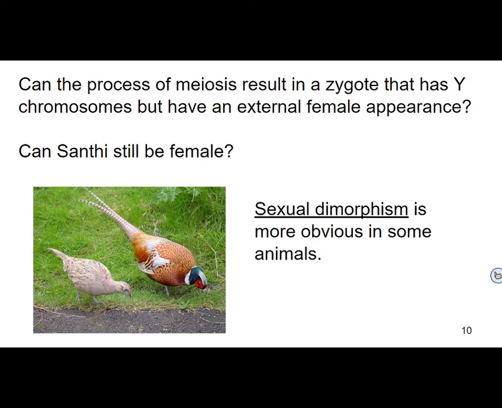So can the process of meiosis result in a zygote that has a Y chromosome but have an external female appearance? How does that happen? So can Xanthi still be a female even though it's showing XY? There's something called sexual dimorphism. It's more obvious in some animals. Dimorphism meaning 2, so they can have 2, like you can have a male and female there.